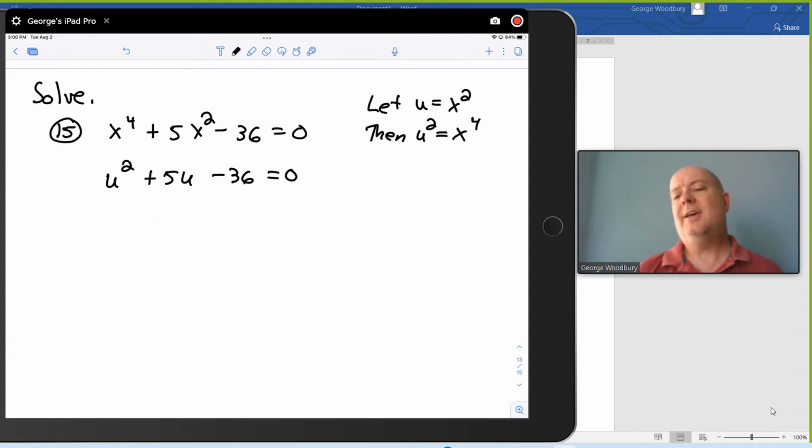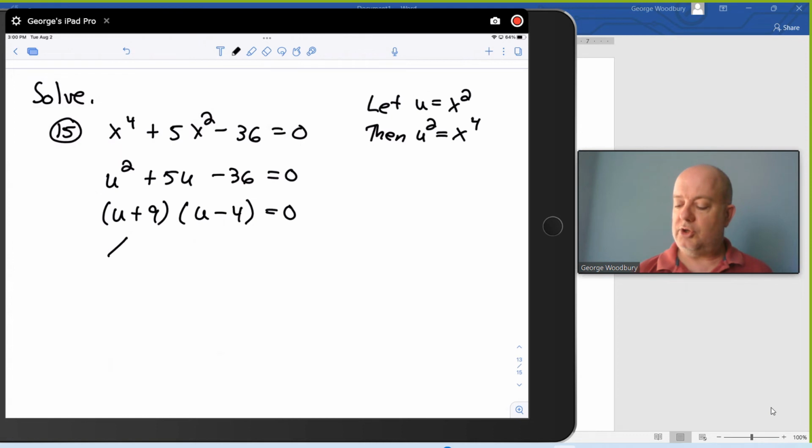This one factors. Typically, the ones that you're going to get that are quadratic in form, they're going to be factorable anyway. So definitely try to look for that if you can. This factors to be u plus 9 times u minus 4 equals 0. That gives us u equals negative 9, or u equals positive 4.